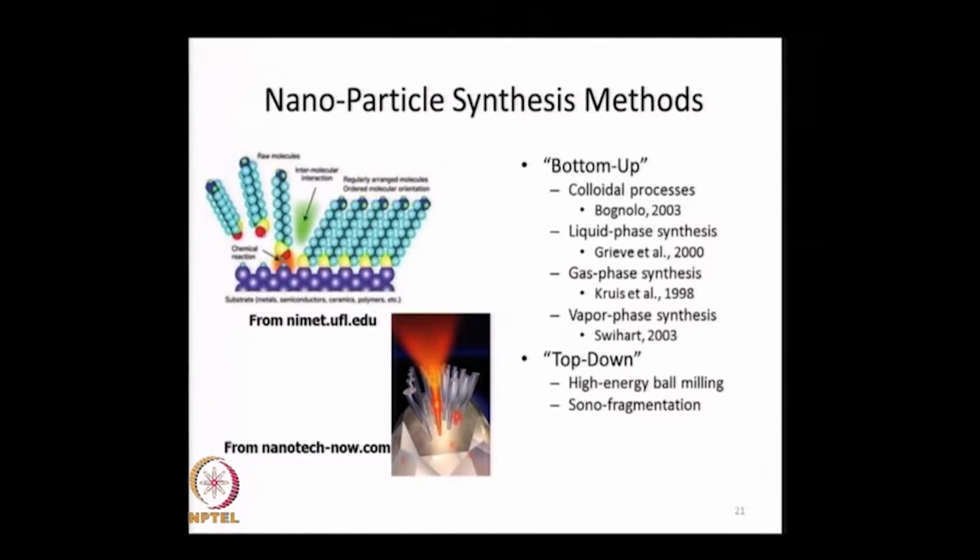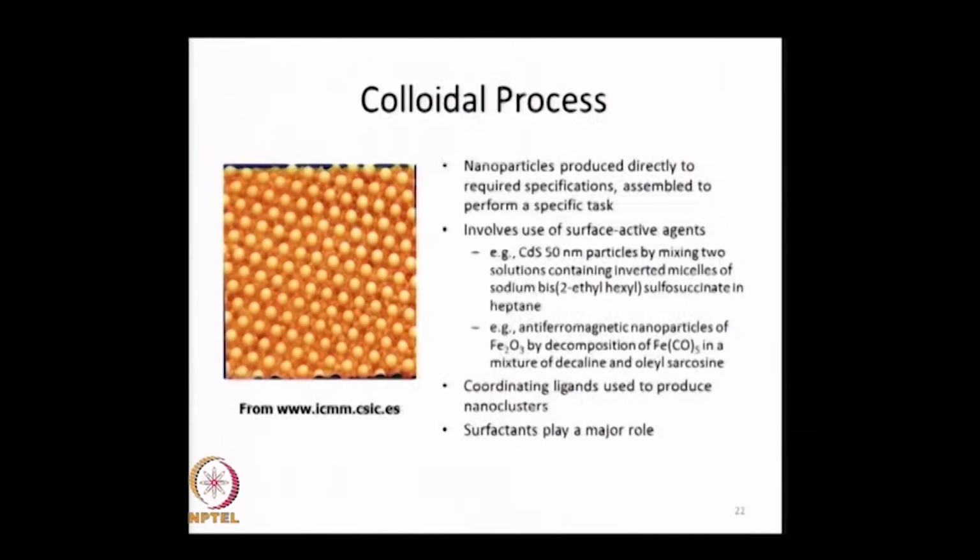And then you have the top down approach, where you begin with particles that are larger in size, for example micron sized particles, and you basically fragment them to produce finer particles. So, high energy ball milling and sono fragmentation are examples of top down techniques that are used to synthesize nanoparticles. Let us talk about some of the bottom up approaches first. What is a colloidal process? Well, in this process, essentially you build up the nanomaterial an atom at a time.